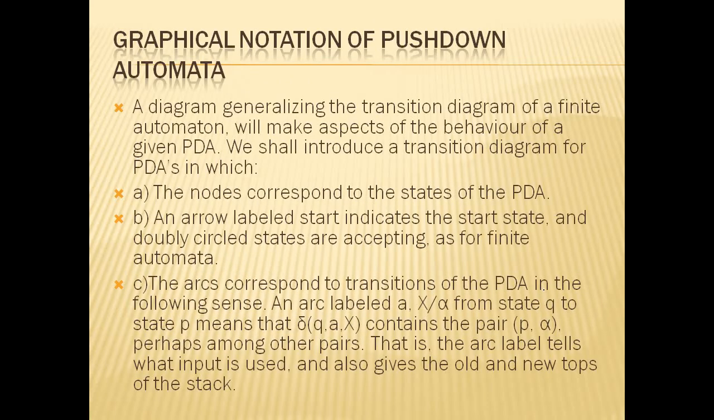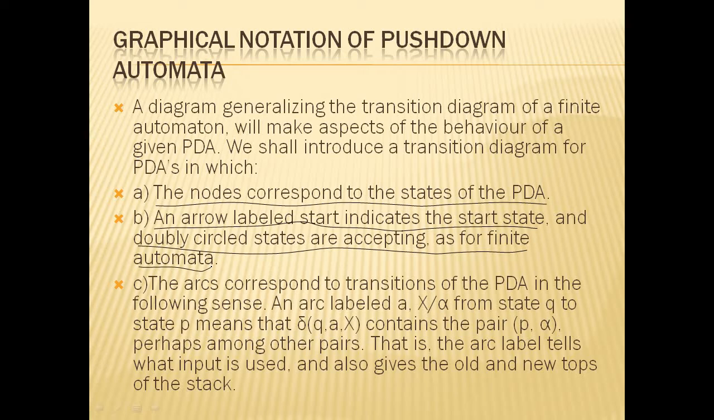Now we discuss the graphical notation of pushdown automata. A finite automaton is represented graphically and also in tabular representation. Like that, a graphical notation for pushdown automata will be there. So here the transition diagram has nodes which correspond to the states of the PDA. As usual, like finite automata, here also we have states, we call them nodes, and an arrow labeled start indicates the start state, and doubly circled states are accepting states, as per finite automata. So an arrow marked start indicates the starting state, and double circled states are called accepting or final states.